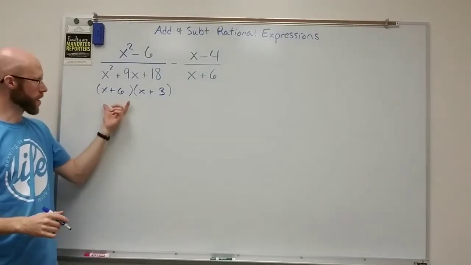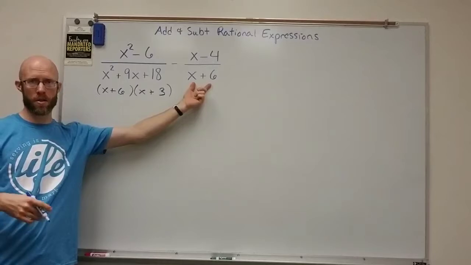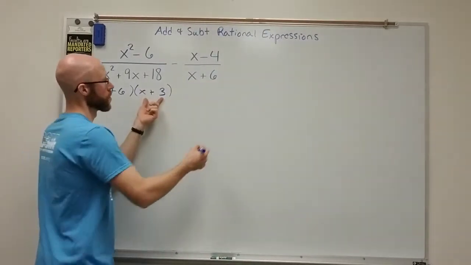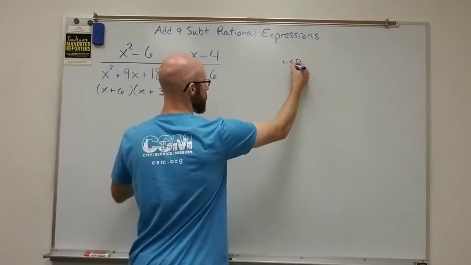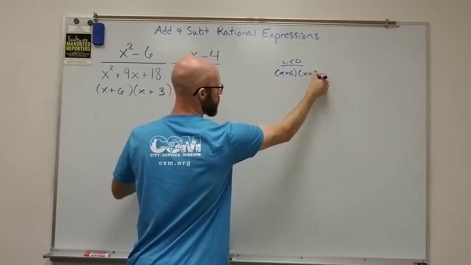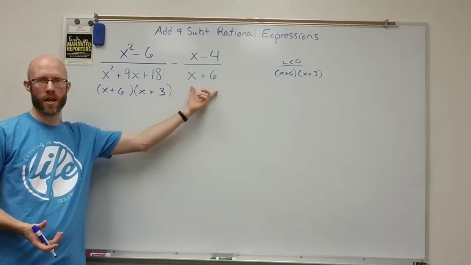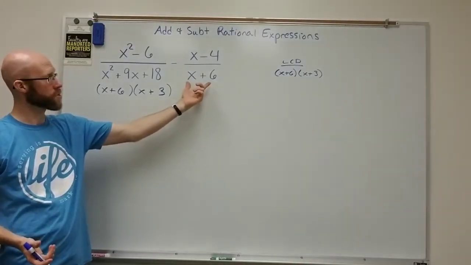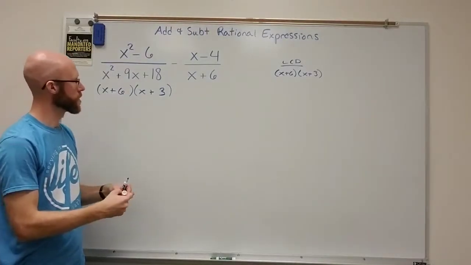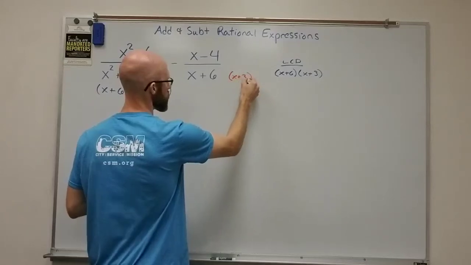Okay, so now I look at it for my LCD. Well, they both contain an x plus 6, so that's got to be included, and an x plus 3. And so the LCD is simply x plus 6 times x plus 3. Then the first fraction already has that, but the second fraction needs the x plus 3. That's what's missing. So we're going to go ahead and multiply the top and the bottom by an x plus 3.